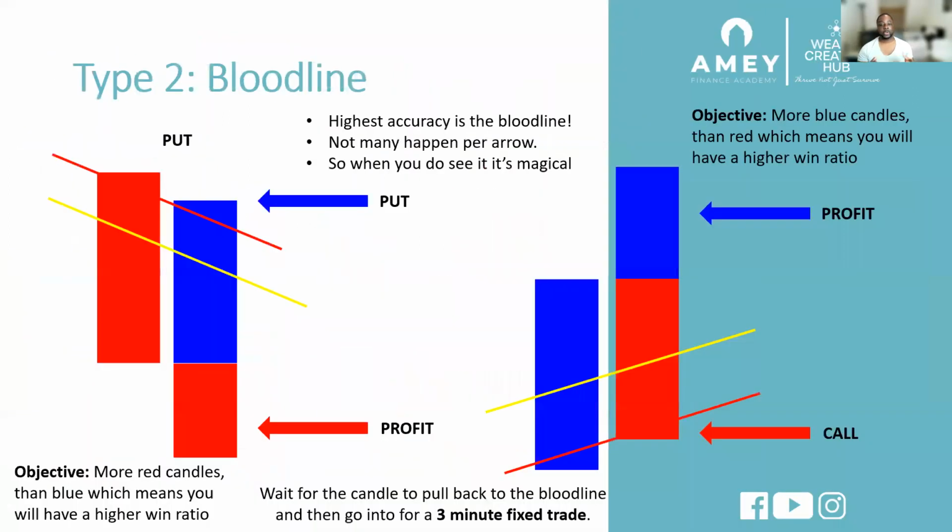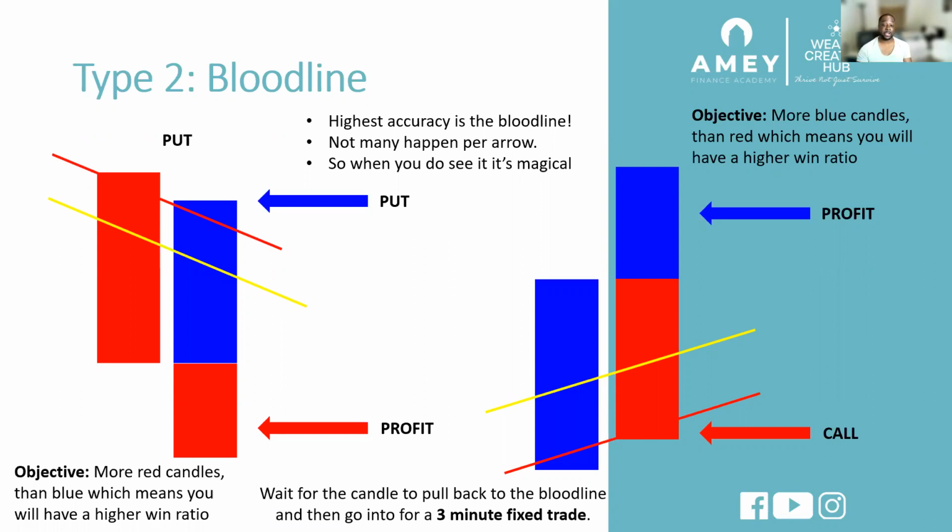So let's go into type 2. We call this the bloodline. So you've got the red line. So we're waiting for the pullback towards it. When we're waiting for the pullback towards that line, that's the key thing for you to go into that trade. Now, the highest accuracy is the bloodline. So when you're going into that trade, it's the highest accuracy.